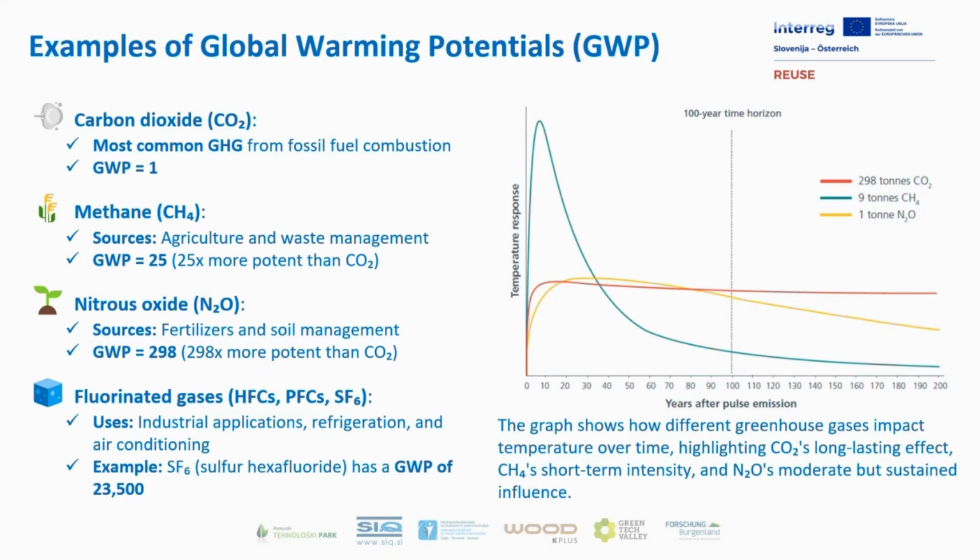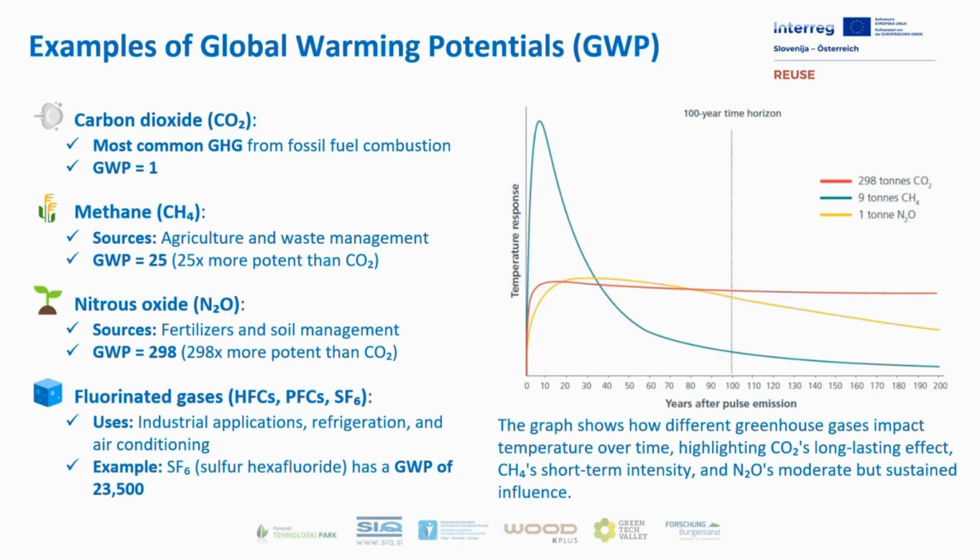Then we have methane. Methane is much less common in the atmosphere than CO2, but it's far more powerful when it comes to trapping heat. Over a 100-year period, methane has a GWP of 25. That means 1 ton of methane has the same warming effect as 25 tons of CO2. Methane mostly comes from agriculture, like livestock, landfills, and fossil fuel production.